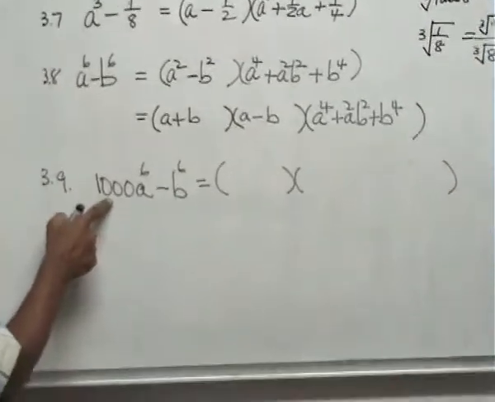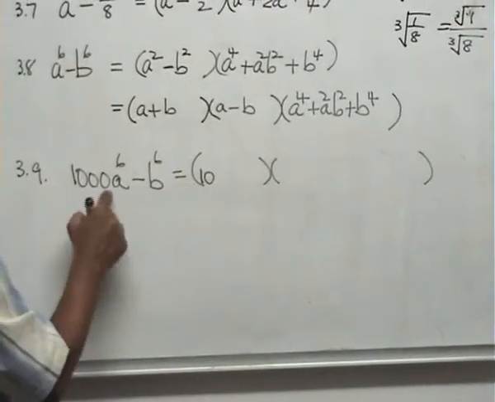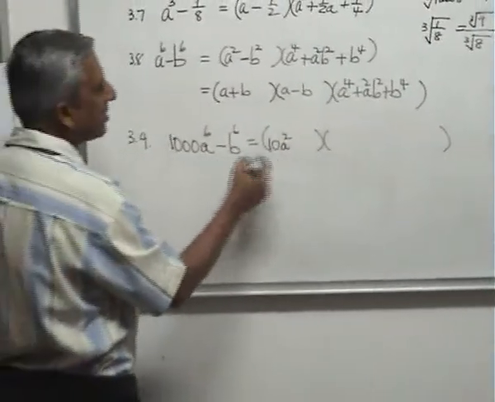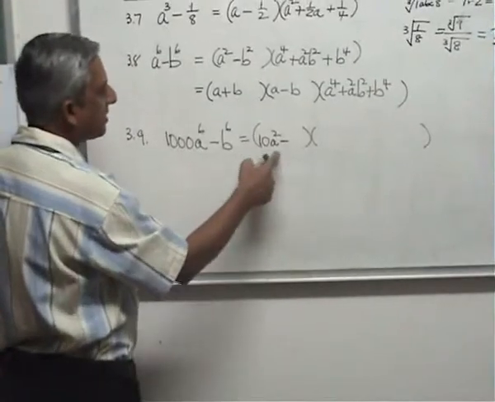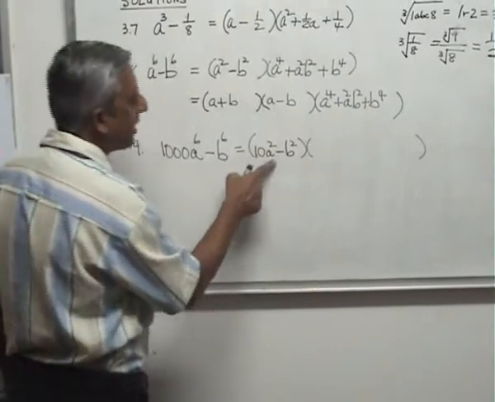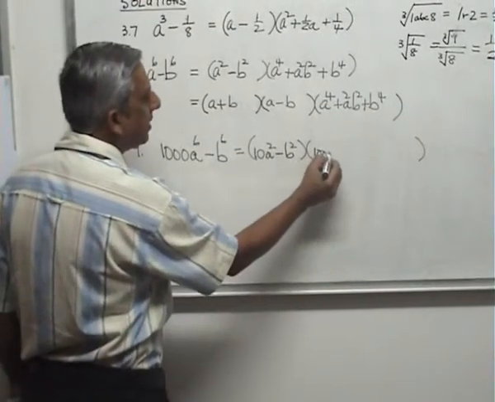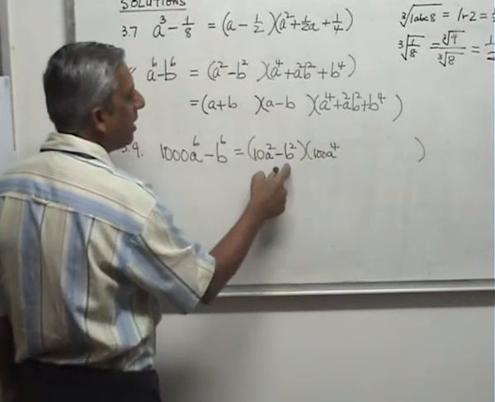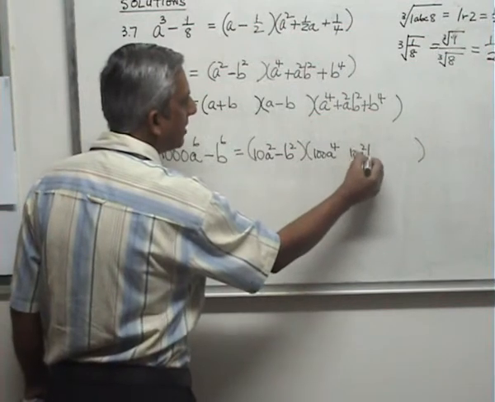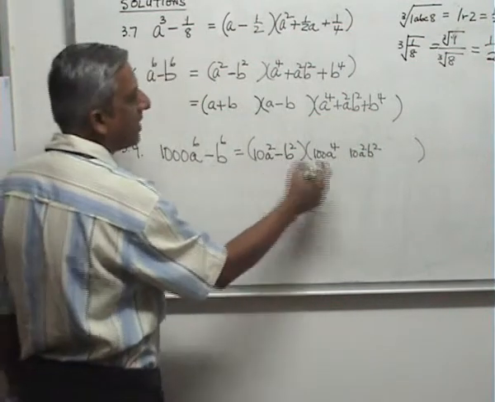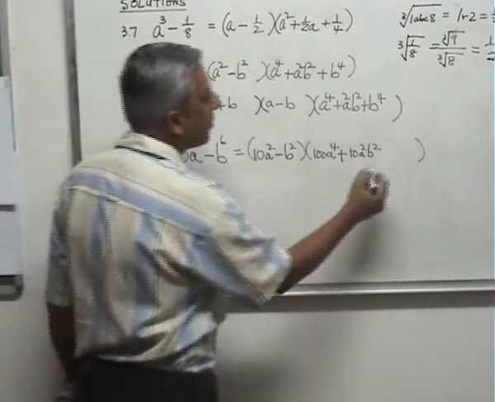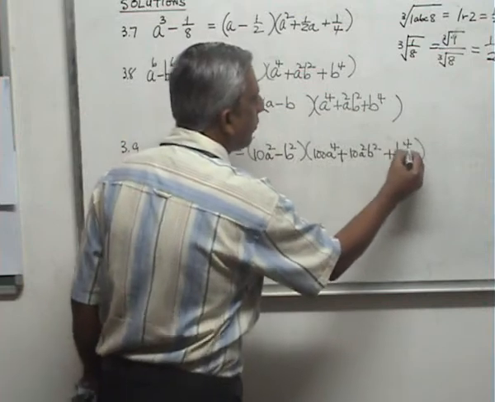Okay, cube root of 1000, 10. Cube root of a to the 6, a squared. Cube root of b to the 6, well, if it's minus here, it'll have minus there. B squared. Then square this one. You'll get 100 a to the 4. Multiply these 2, you'll get 10a squared b squared. This is minus, so that will be plus, it will be the opposite. And then square b squared, so you'll get b to the 4.